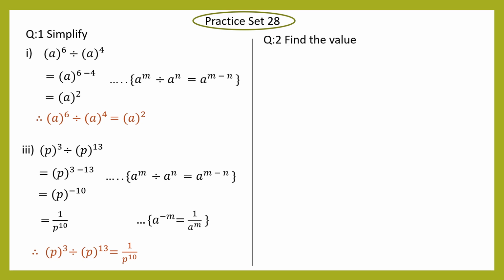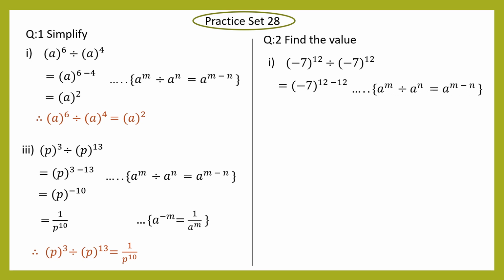Question number 2, find the value. Now in this question, first we will simplify the question. After simplification, we will find the value. Let's see how. Sub question 1, we have minus 7 raised to 12 divided by minus 7 raised to 12. Now we can see both the numbers in the index form have same base. In between we have divide sign, so we can subtract the powers. So next step, minus 7 raised to 12 minus 12. So 12 minus 12 is 0.